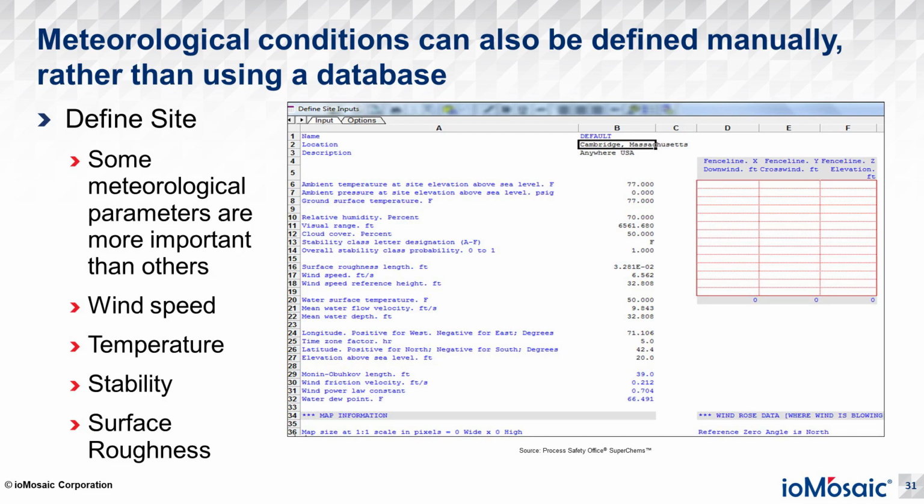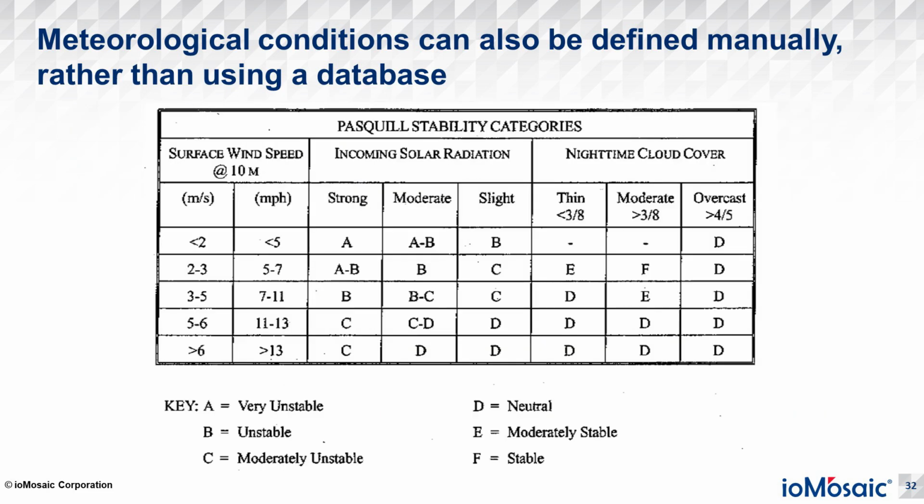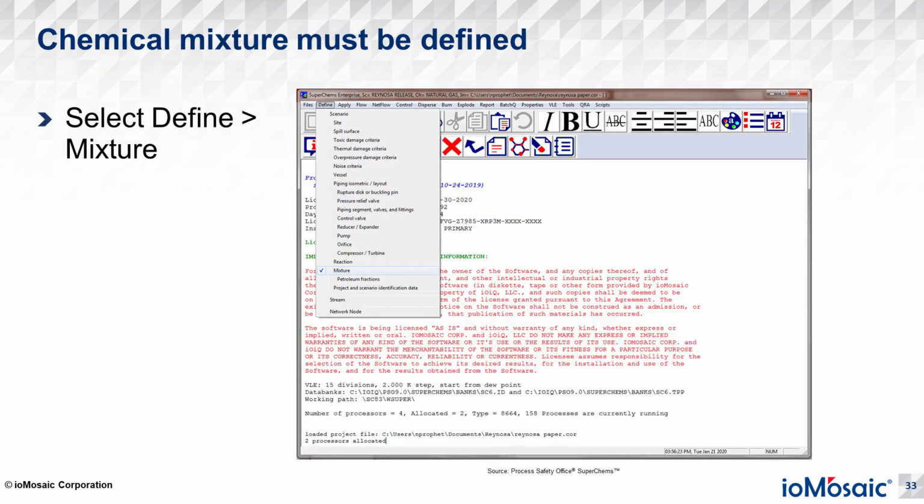Some meteorological parameters are more important than others. Some of the most important ones would be the wind speed, temperature, stability class, and surface roughness. And there is guidance out there helping you decide what Pasquill stability class to use, and that's based on your surface wind speed and incoming solar radiation. Okay, so that's our site object, which incorporates the map and meteorological conditions.